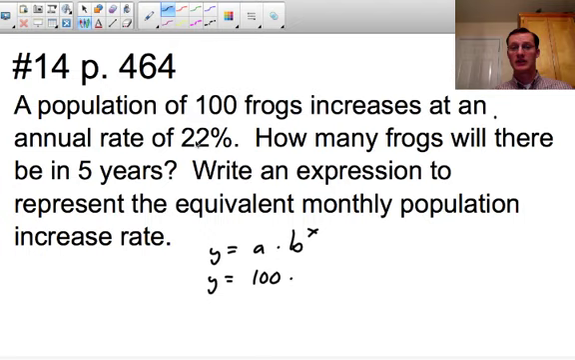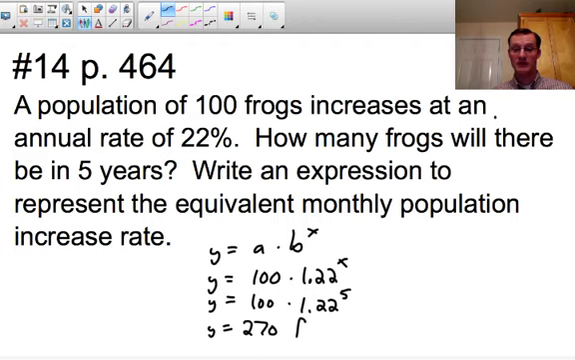Annual rate of 22%. So how much bigger than 1 is it? It is 22% bigger than 1. I just converted to a decimal, added 1 to it, and that is to the x power. So we're going to go ahead and evaluate that. Just plug in 5. So y equals, just run this through a calculator, it's going to be about 270 frogs.